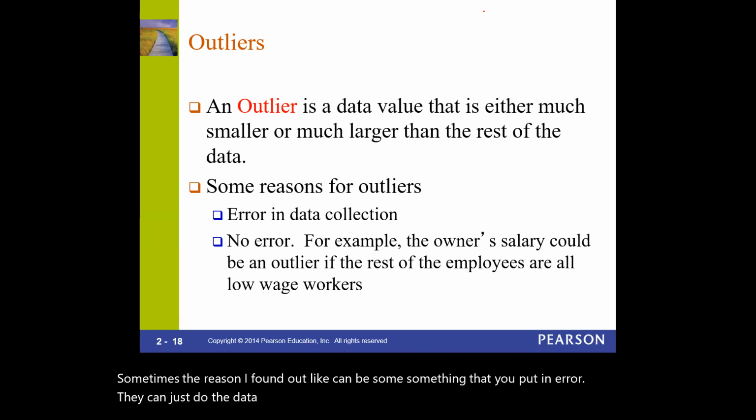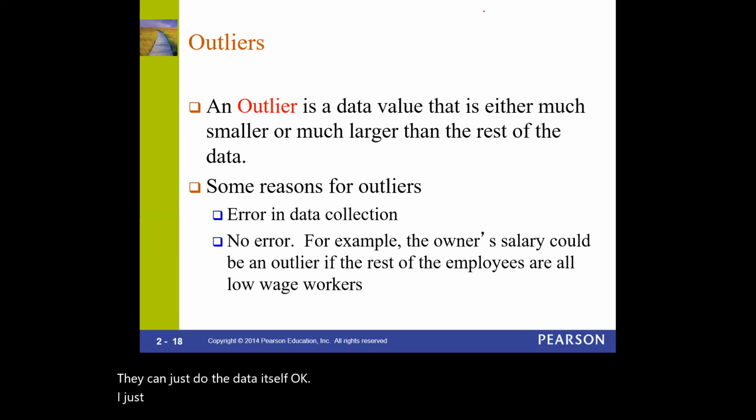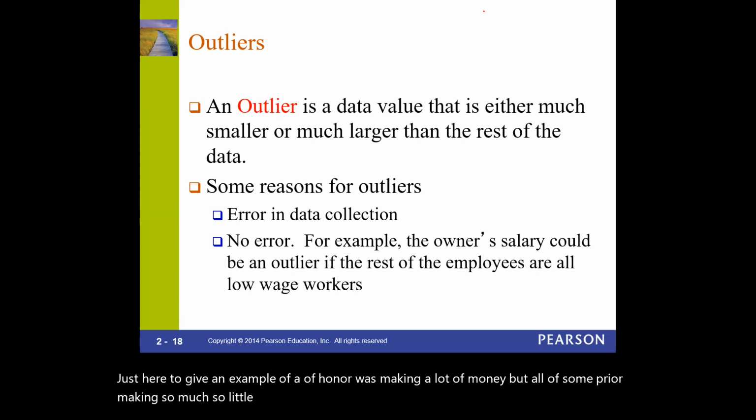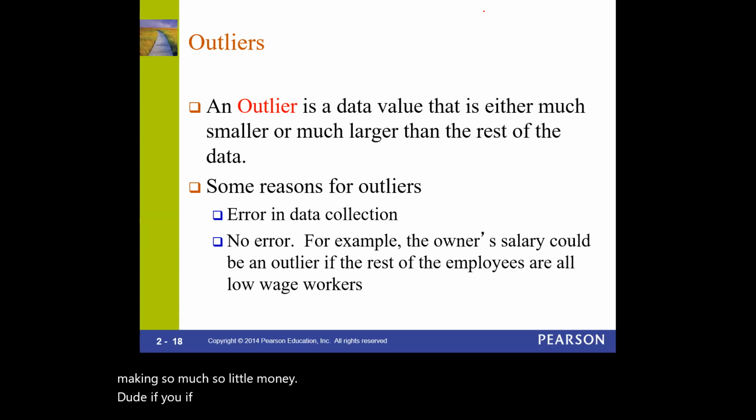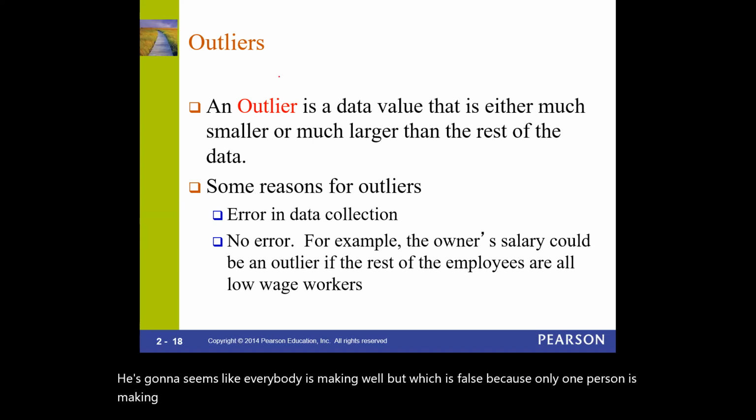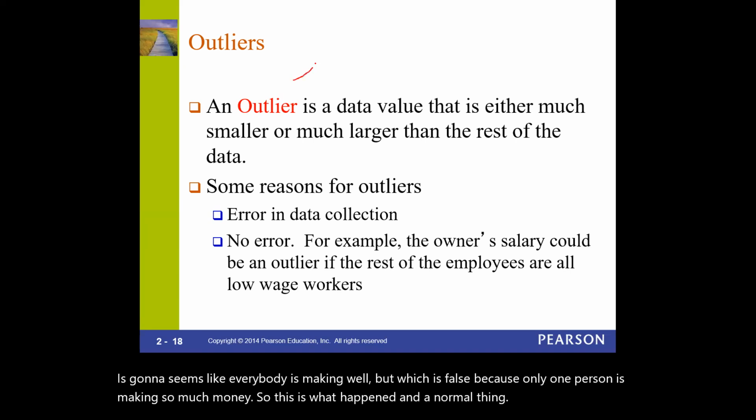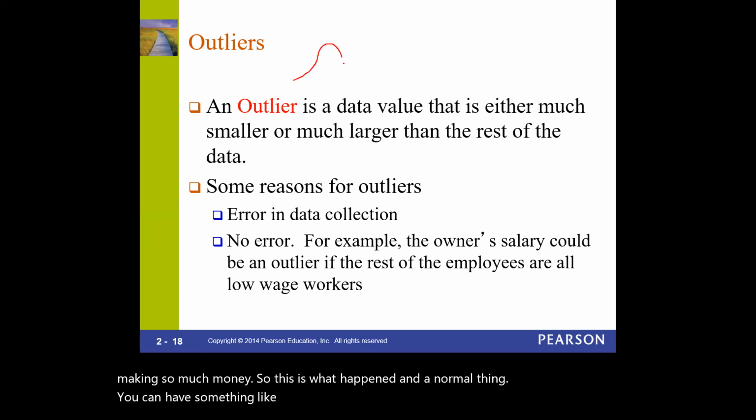Here they give an example of an owner who's making a lot of money, but all of his employees are making so little money. If you include the owner's income, it's going to seem that everybody's making well, which is false because only one person is making so much money. So this is what happened. In a normal case, you're going to have something like this. You got that specific graph, right? There's no outlier here, no outlier.